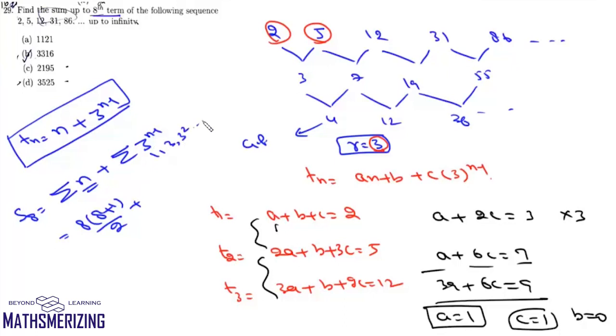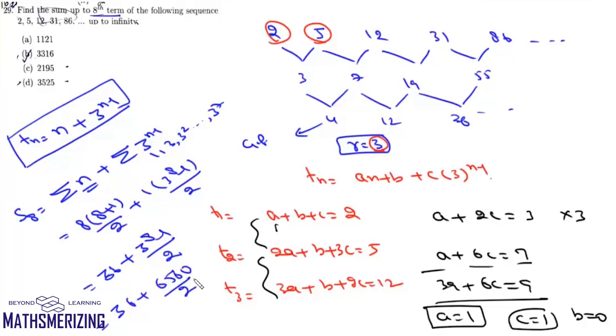This is 1, 3, 3 square, up to 3 to the power 7. So it will be 1 and then 3 to the power 8 minus 1 upon 2. Now here it will be 9 into 4, 36 plus 3 to the power 8 minus 1 upon 2. So it will be 36 plus 6560 upon 2, 36 plus 3280, which is 3316, and that's your option number B.